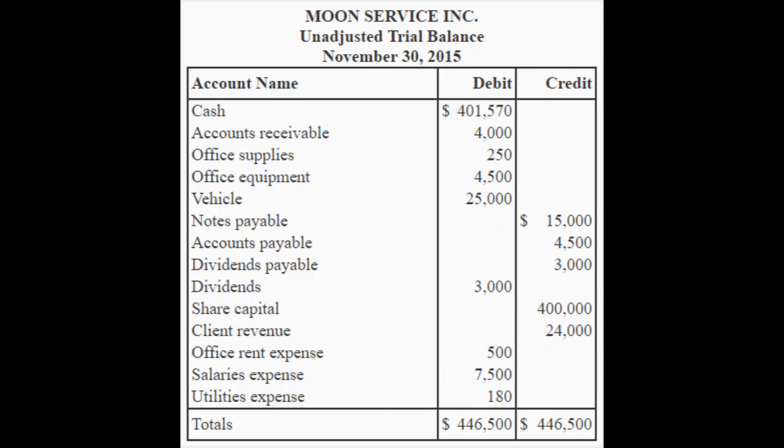At the end of each month, the accounts with a non-zero balance are transferred to their appropriate columns in an unadjusted trial balance. The balances in the debit and credit column are then added up separately, and their sums will be equal to each other.